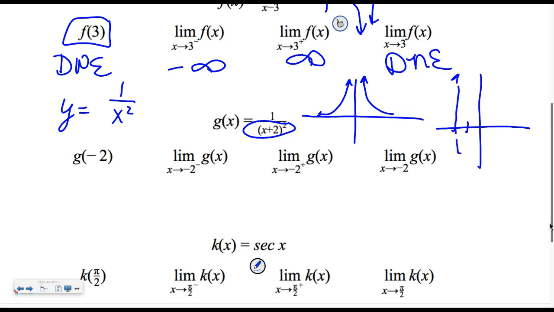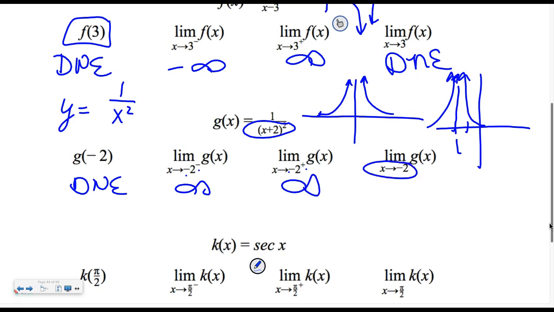It's what's making it 0. So it's shooting up like that and shooting up like that. Are you ready? So what would I say g of -2 is? You got it. How about as I approach -2 from the left? Thank you. How about -2 from the right? You rock. How about -2 from both directions?